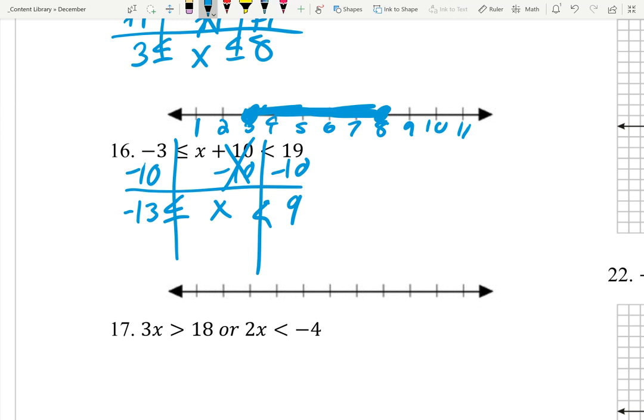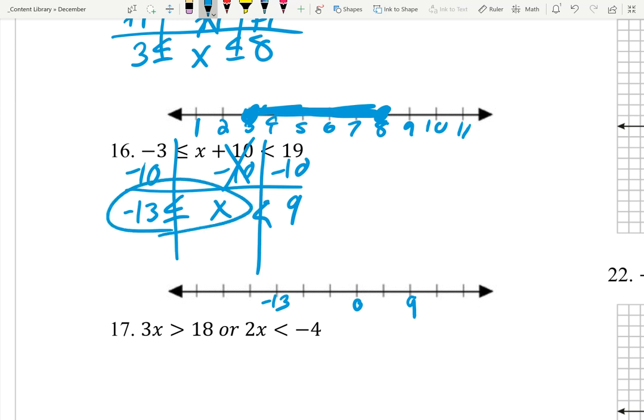Okay, this is a long one, so I don't have enough room to write all the numbers from negative 13 to 9. So what I'll do is I'll just put negative 13 here, I'll put 9 here, just so you get the idea. Maybe I'll put 0 in the middle, but I won't list out every number because I can't fit it all in this number line, and that's okay. Just make sure the shading is correct and we'll be all right.